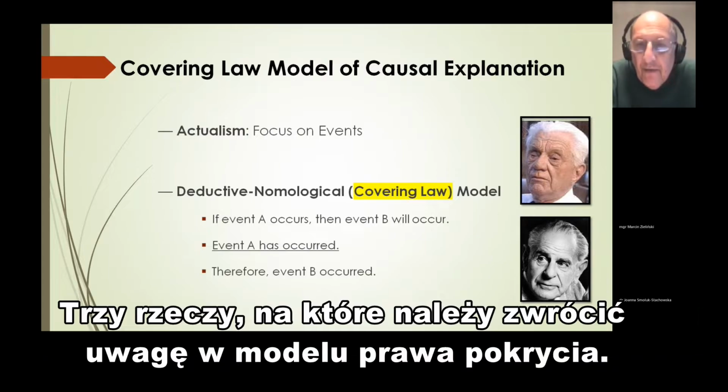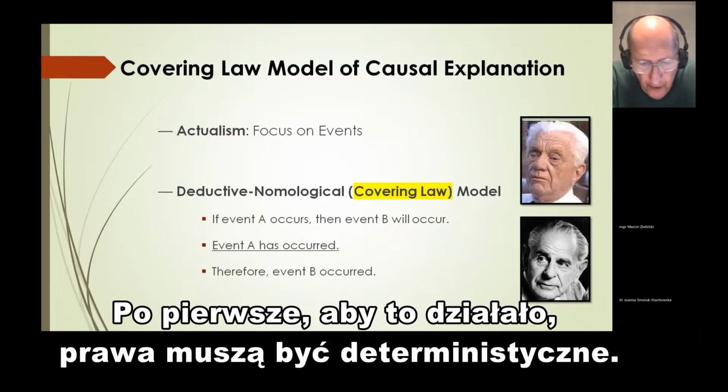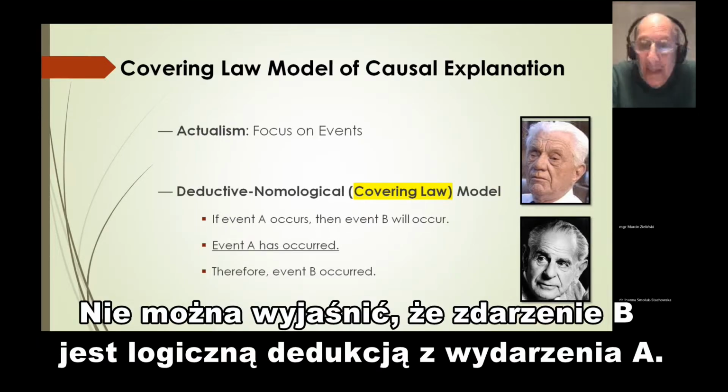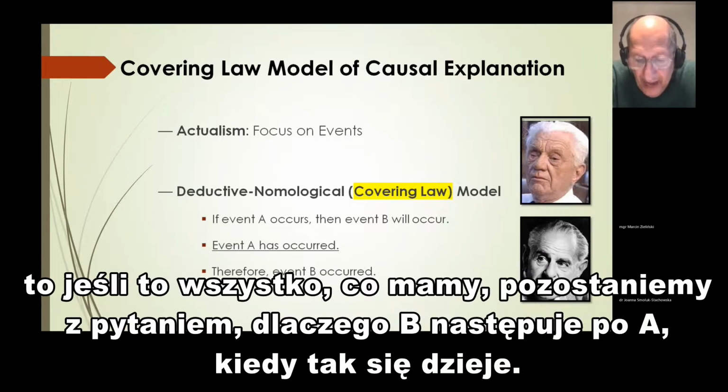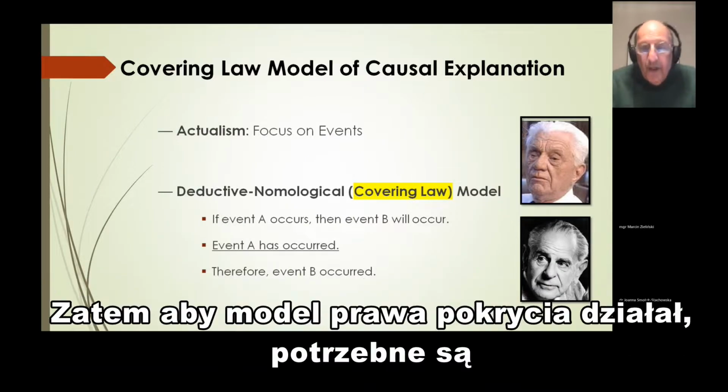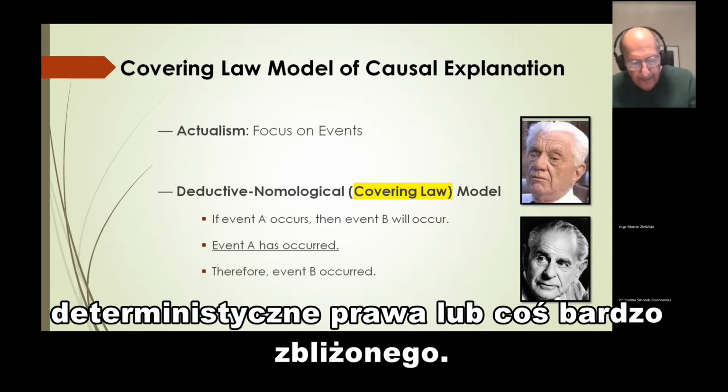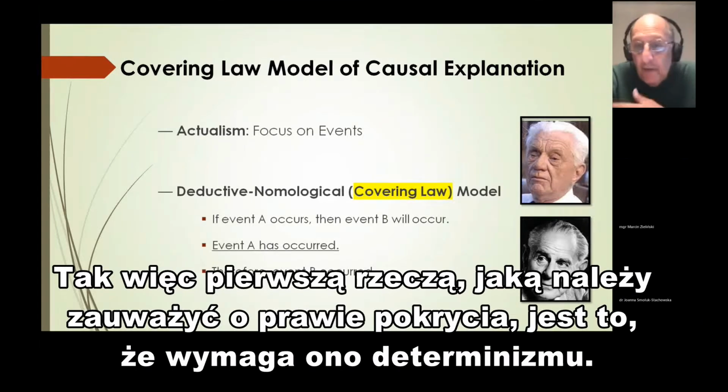Three things to notice about the covering law model. First, for it to work, the laws must be deterministic. You cannot explain event B as a logical deduction from event A if the law says only that sometimes B follows A. If that is all we have, we would be left asking why B follows A when it does. So you need deterministic laws for the covering law model to work, or something very close. So the first thing to notice about the covering law model is that it requires determinism.